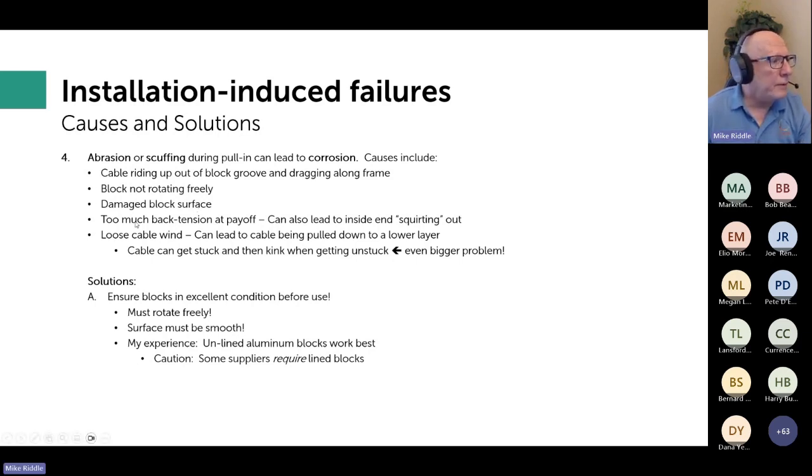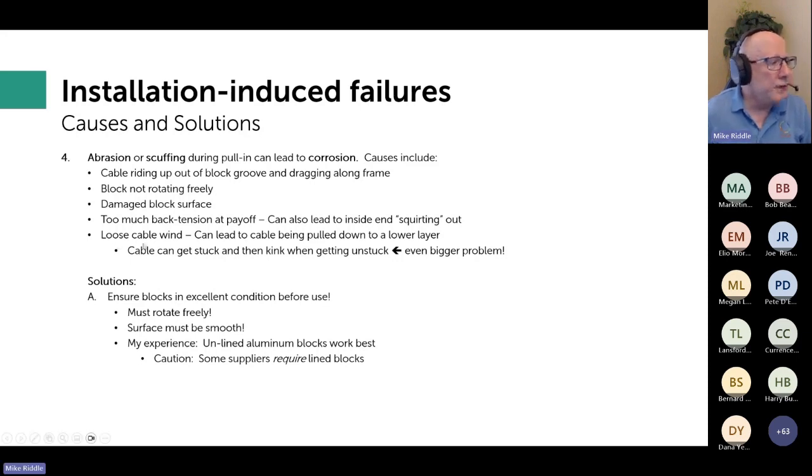And another problem is back tension at the payoff. I will illustrate that in a moment. It's a sign that there's tension down at a lower layer of the cable, and the cable is rubbing against itself, which can lead to abrasion.